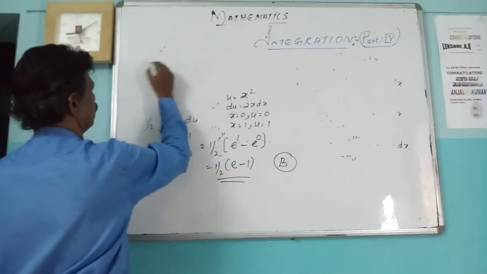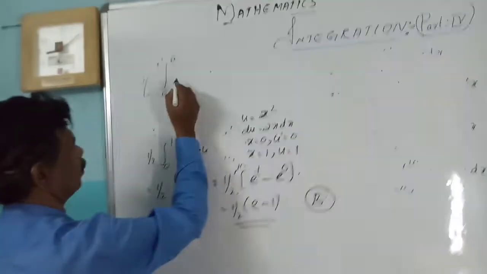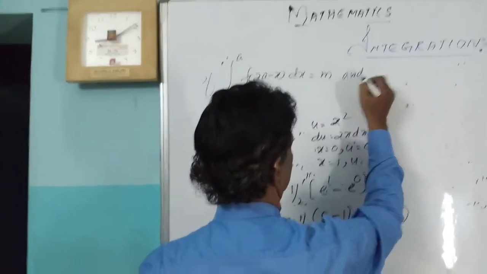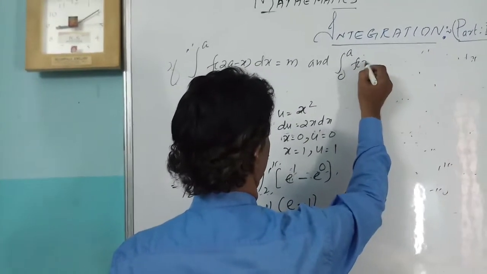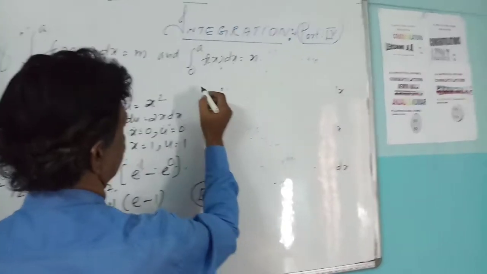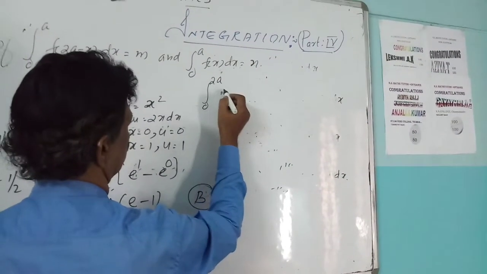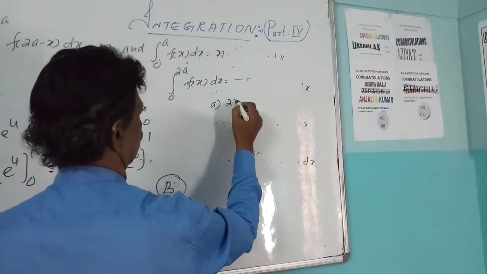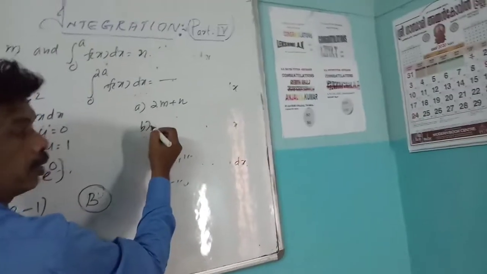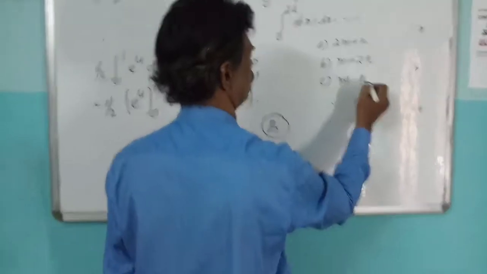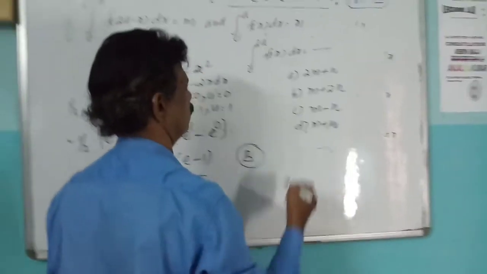If integral 0 to a, f of 2a minus x dx equals m, and integral 0 to a, f of x dx equals n, then integral 0 to 2a, f of x dx equals dash. What's the choice? First, 2m plus n. Second, m plus 2n. Third, m minus n. Fourth, m plus n.